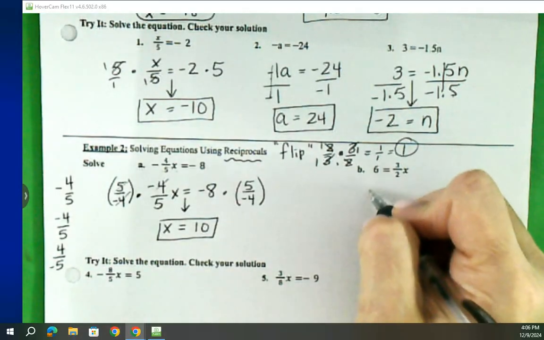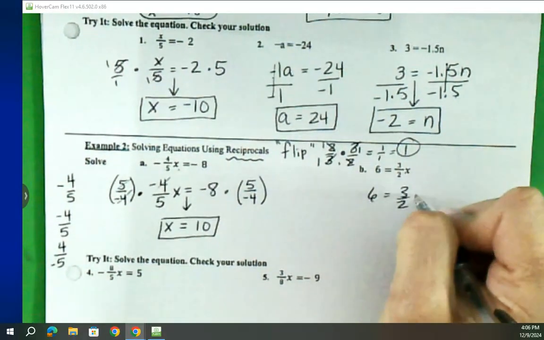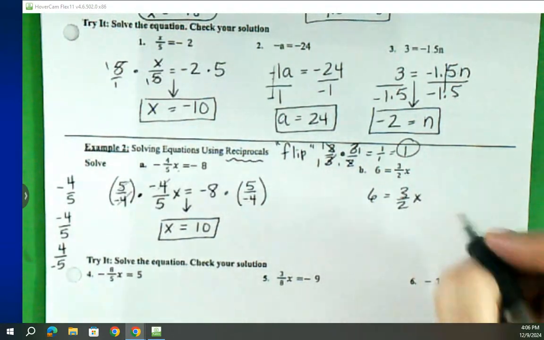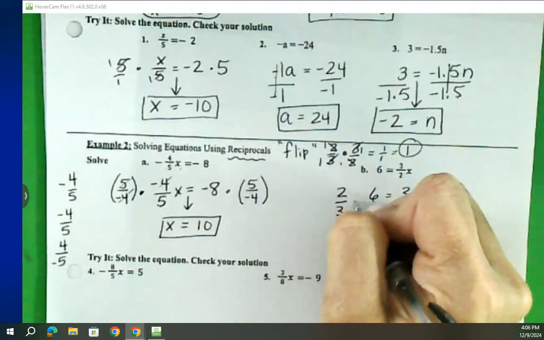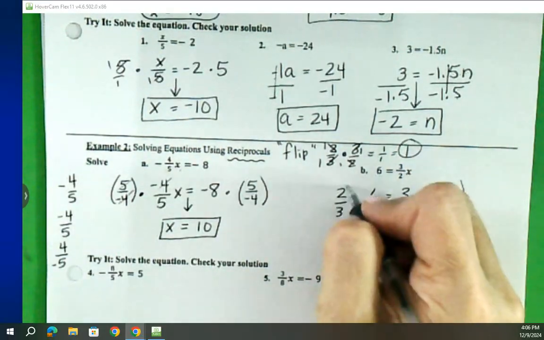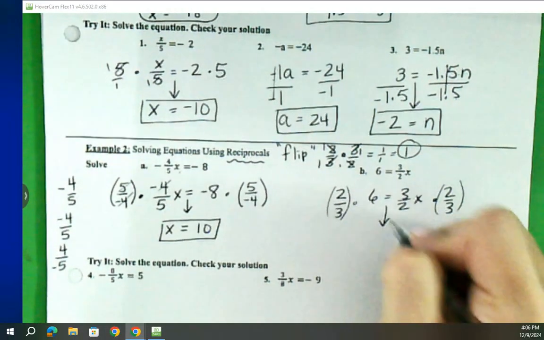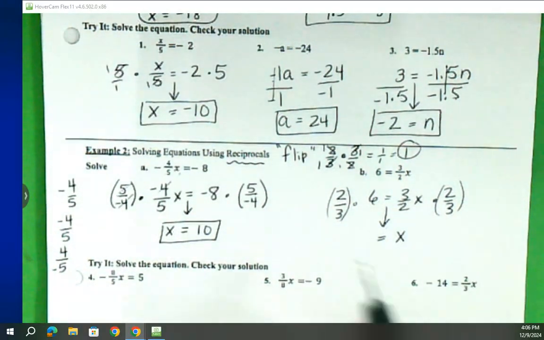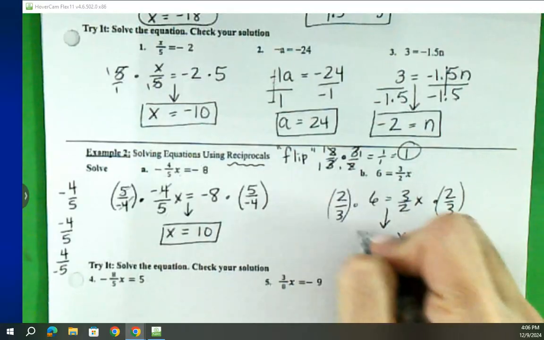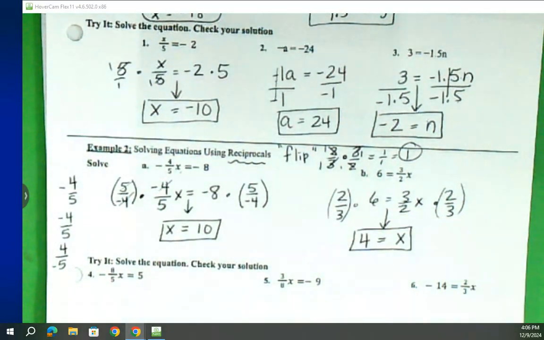Over to part B, we have 6 equals 3/2 x. Multiplying by the reciprocal of 3/2 would be to multiply by 2/3. Again, the property of equality, whatever we do to one side, we're going to do to the other. Over to our right side here, we're going to just have x. And then 2/3 of 6, you could type that on the calculator, but you can also think of it as 1/3 of 6 is 2, so 2/3 is going to be 4. 4 equals x is our answer for part B.